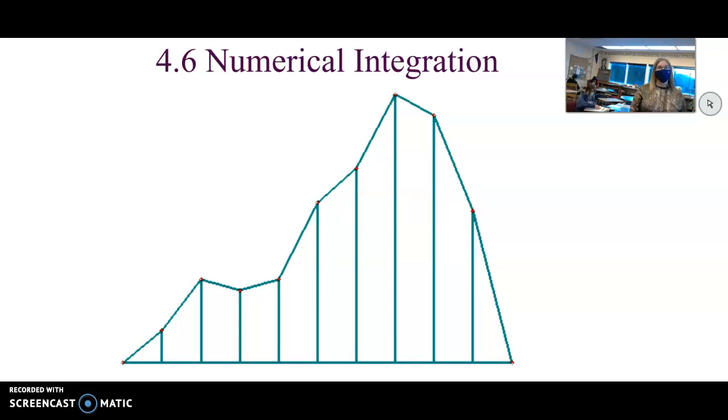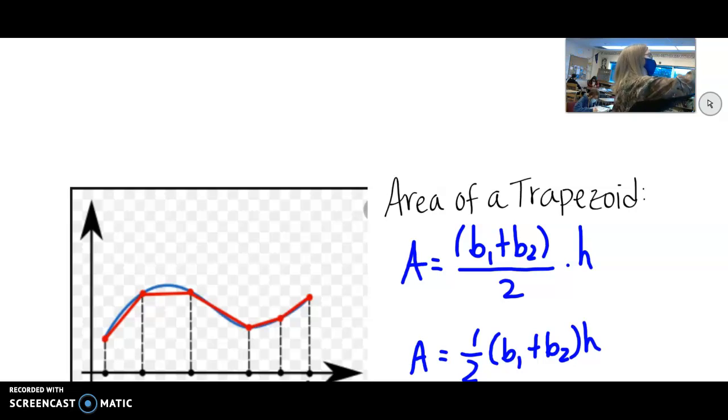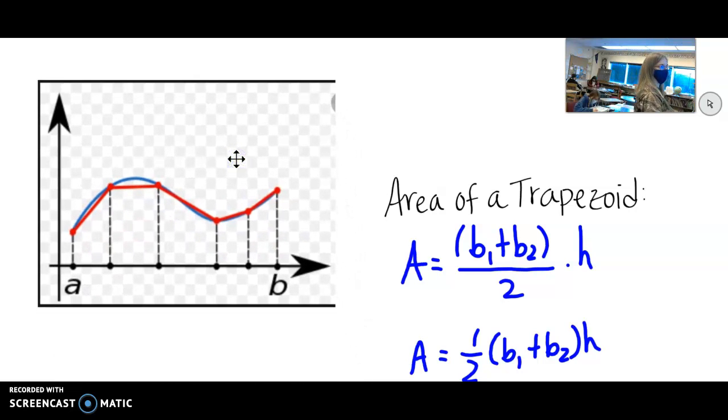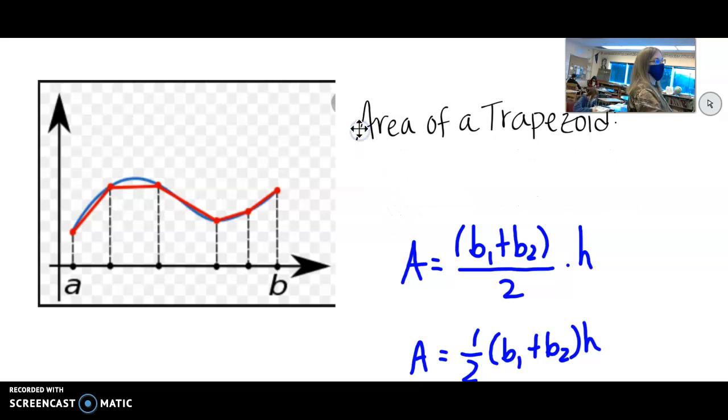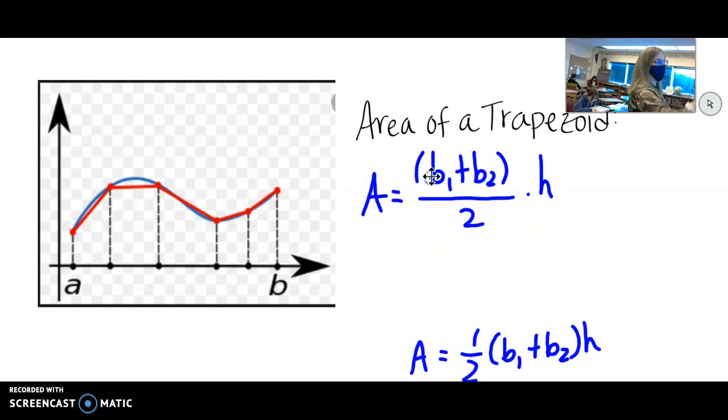Hey guys, in this video we're going to be talking about numerical integration and in particular the trapezoid rule. This is from 4.6. So we're going to be estimating areas under a curve. Instead of using rectangles, we're going to break these into trapezoids. One thing to note is that trapezoids, when you do this, do not all have to be the same width. That is true also for the rectangular approximation method. This is not all stuck together.